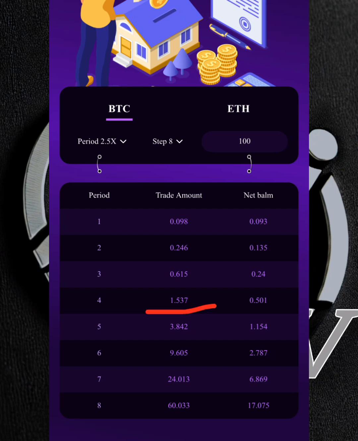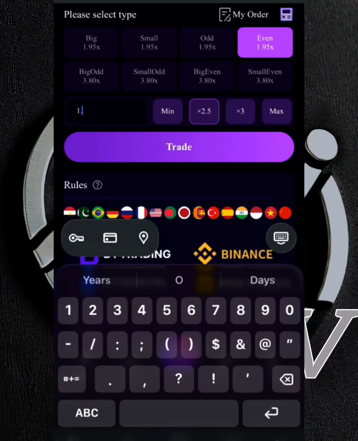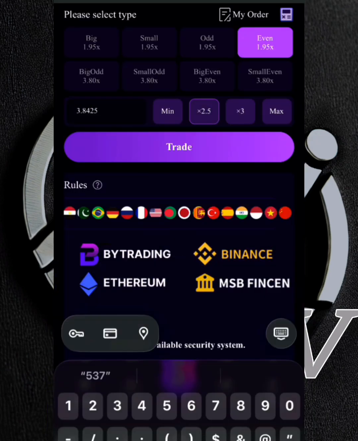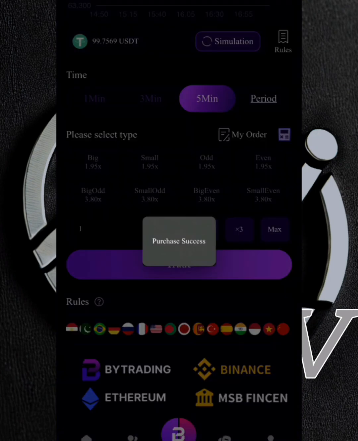I'll make sure I'm in the 5 minutes time frame and then select on even. Then I'll enter the recommended trade amount by my calculator. Then multiply it by the recommended quantity given by the signal group, which was 2.5x. Then I'll enter the trade and I'll wait for the countdown.